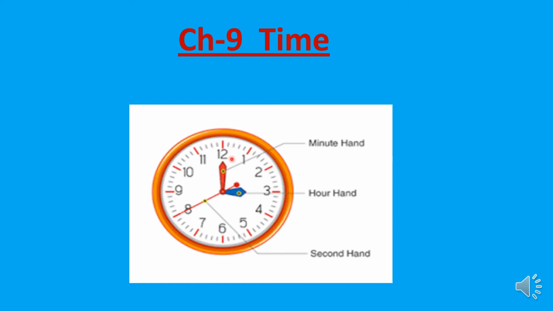Children, this is the face of the clock. The face of the clock is called its dial. This is the short hand, we call it the hour hand. It tells us the time in hours. This is the minute hand. It tells us the time in minutes. This is the seconds hand. It tells us the time in seconds.